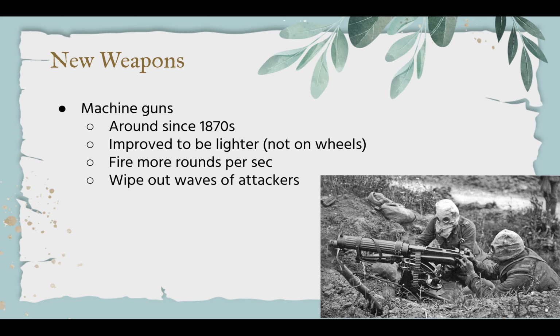Also, we had machine guns, which you can learn more about when we talk about our World War I technology video choice. Machine guns have been around since about the 1870s. They were improved during this time to be a lot lighter, some of them not even being on wheels anymore. They would fire more rounds per second, and also they could wipe out waves of attackers.